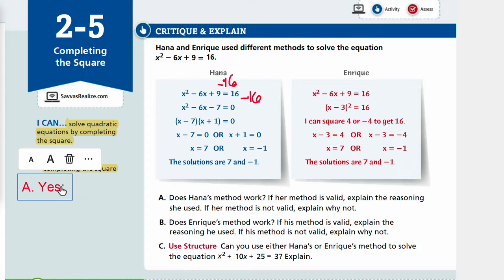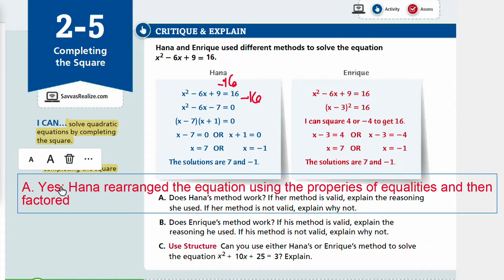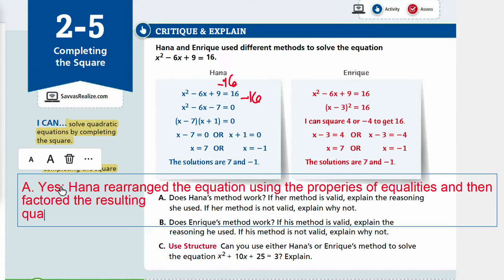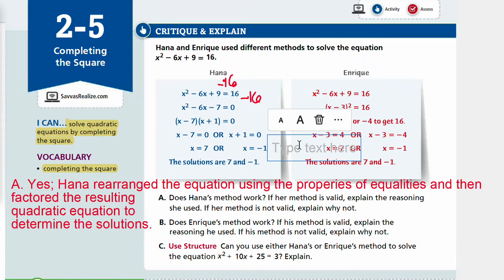So yes, Hannah rearranged the equation using the property of equalities, and then factored the resulting quadratic equation to determine the solutions.